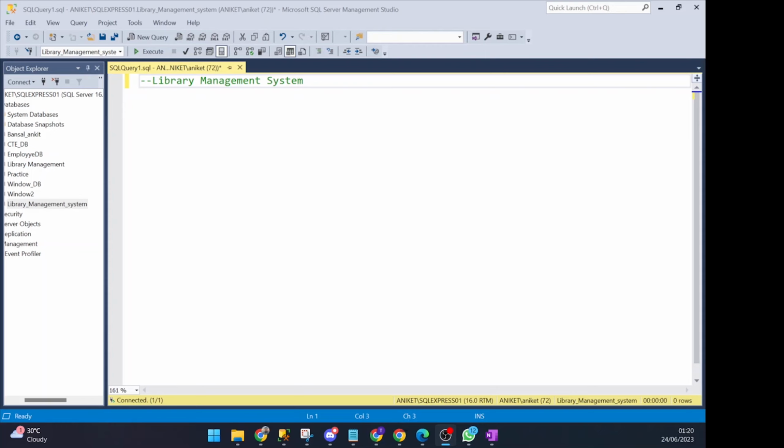So today we are building a library management system database from scratch, where we will see all the tables which can be included in the library management system, and we will define a primary key foreign key relationship between them, and we'll include all the constraints which are required for the library management system. So let's proceed with building a schema.